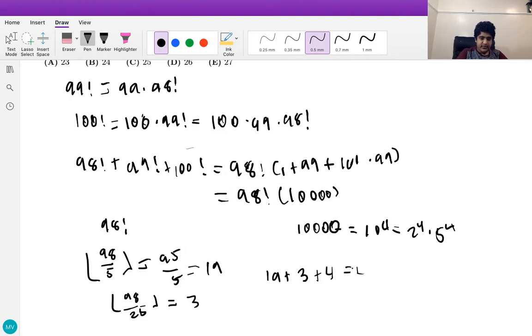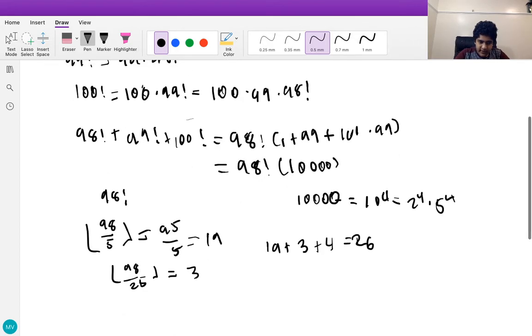Choice D. Note that to make sure we actually got the right answer, you can take the floor of 98 over 125, the next highest power of 5, and see that this is equal to 0, so it does not contribute to the sum.